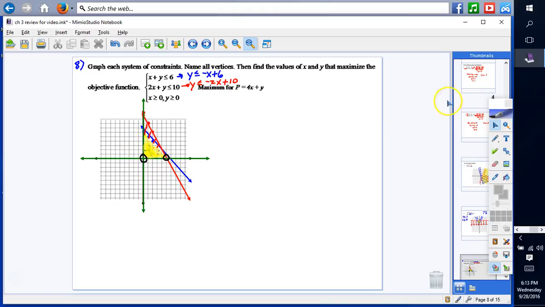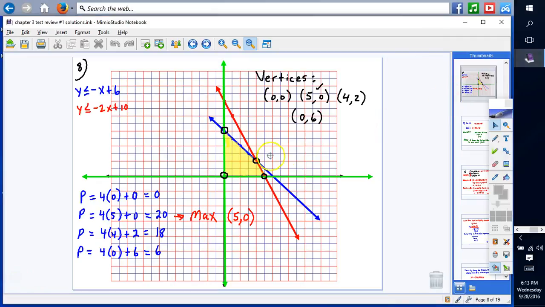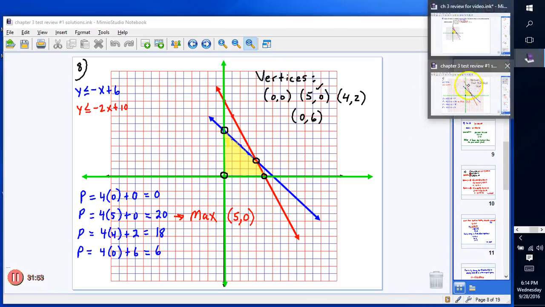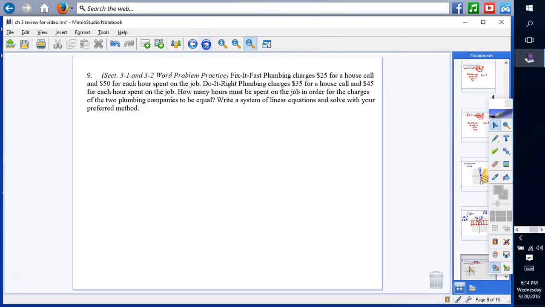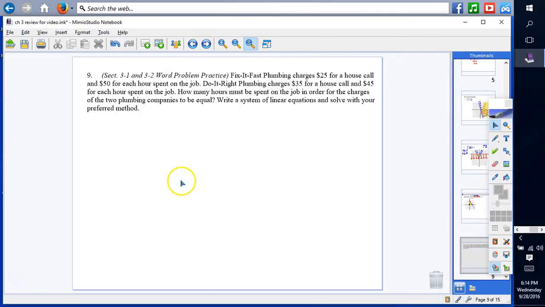So sorry about how that turned out. That's really kind of small, and I'm not really sure that helps you a whole lot, but taking a look at this is much better. Okay, so you can see here how I took each one of these vertices, plugged into the function that was given, and the one that gave us the highest value for p is the 5, 0, so don't forget to identify that point. Okay, I hope that helped. Let's move on to number 9.